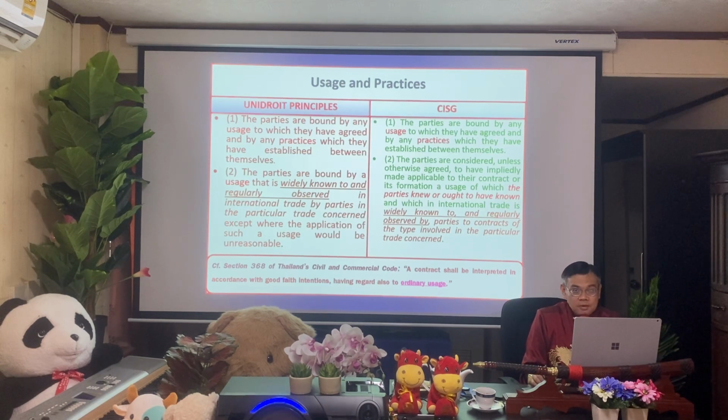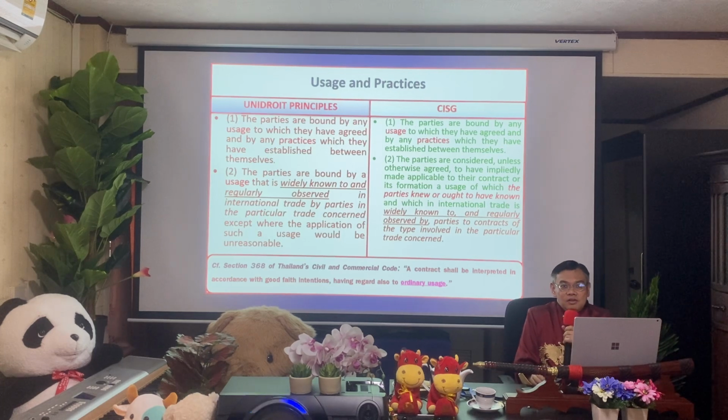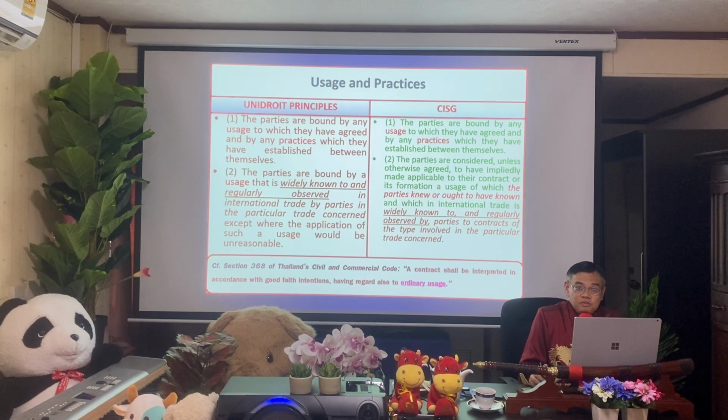Even though party A and party B to this contract have not agreed to that usage, the CISG regards that usage as having become part of the contract, because the parties to this contract are considered to have agreed to that usage by way of implication. So it is not the usage which is expressly agreed upon by the parties, but the usage which is implicitly agreed by the parties.